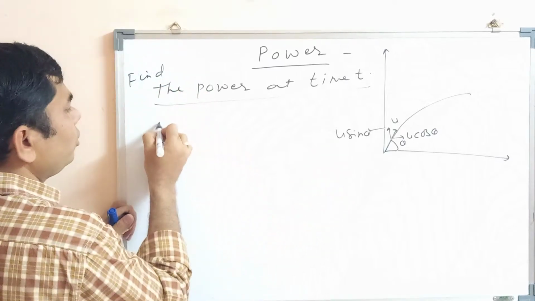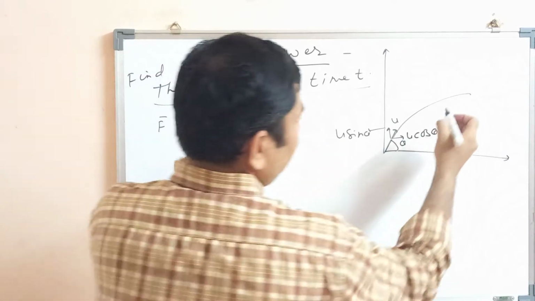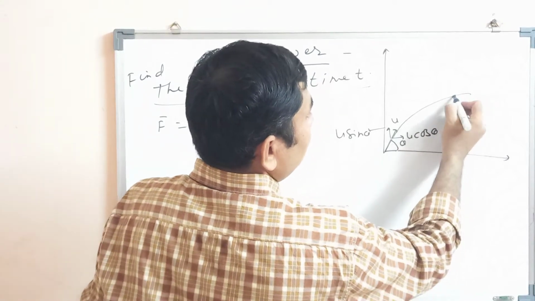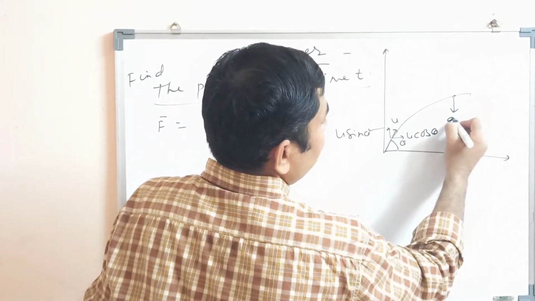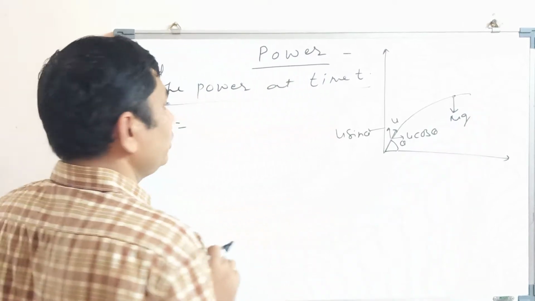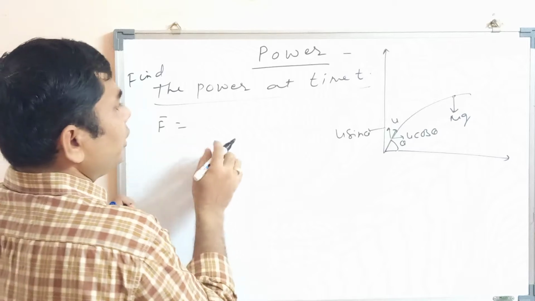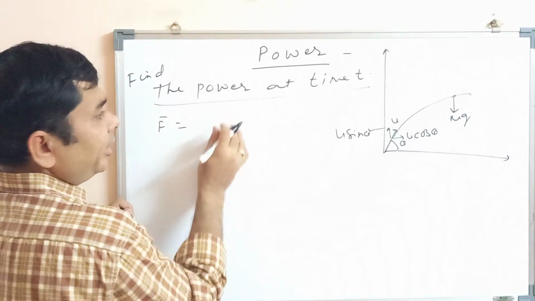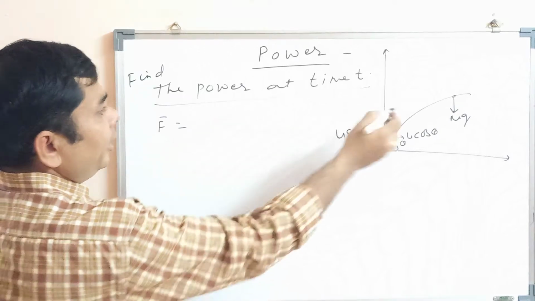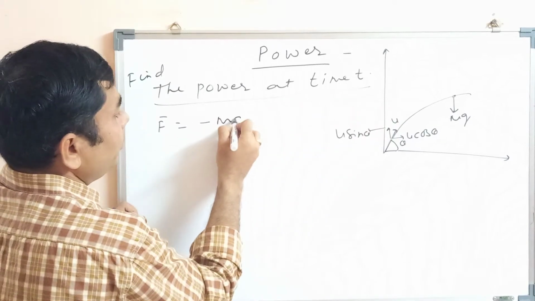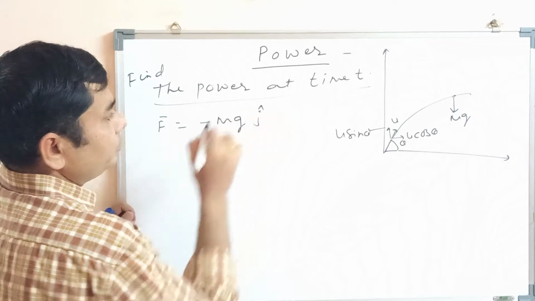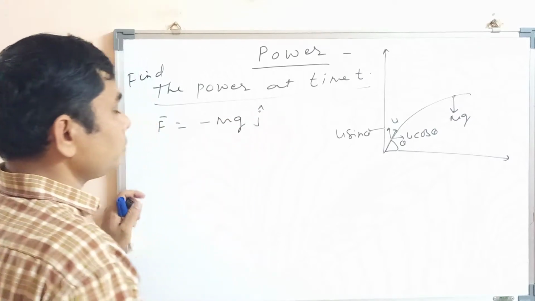Now you have to find out the force that is acting on this. What is the force acting on this? Suppose the particle is here. So the force acting on this will be equal to mg, that is the gravitational force, its weight. So F vector will be equal to what? There is no x component, so there is no i in this, and it is in the downward direction, so this will be equal to minus mg j.